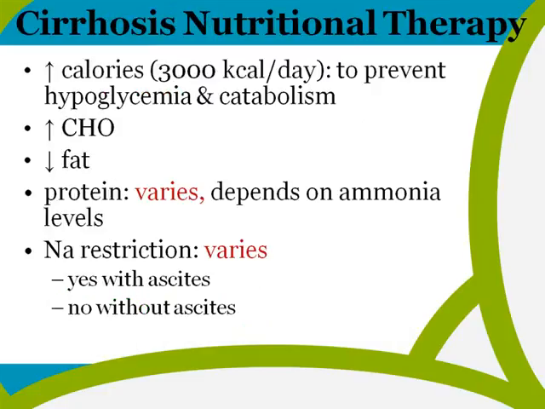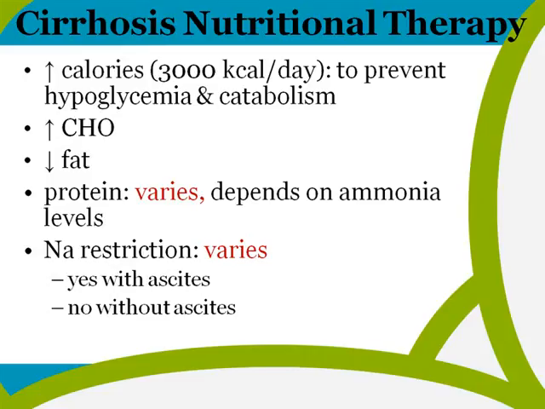When considering the patient's nutritional therapy, patients with liver failure or cirrhosis are going to need increased calories, so 3,000 kilocalories per day. This will help prevent hypoglycemia. The reason hypoglycemia is so important is the majority of your glucose is stored in the liver as glycogen. And if your glycogen stores are gone, then you run the risk of being hypoglycemic. These calories will also help support the catabolism. They need high carbs, decreased fat, and their protein.